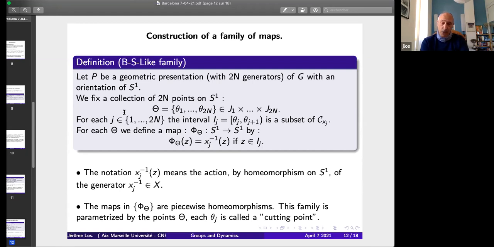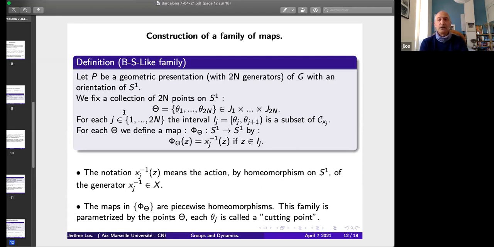Okay, and now we have one point for each of these intervals Gi, and therefore we can define intervals between these points. So if you take two consecutive points in this circle, let's call them θj and θj+1, the interval in between these two points is called Ij. And you observe that by definition of the cylinder set, this interval is a subset of the cylinder set Cxj.